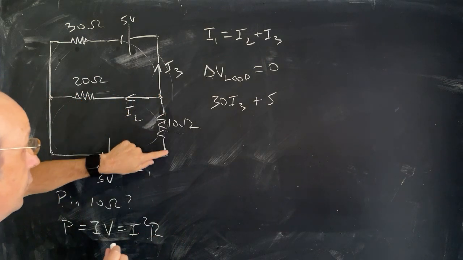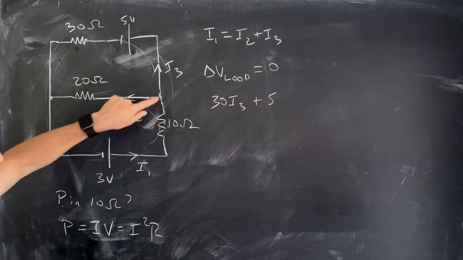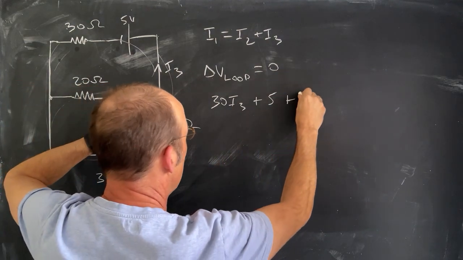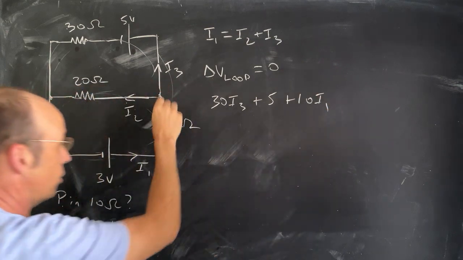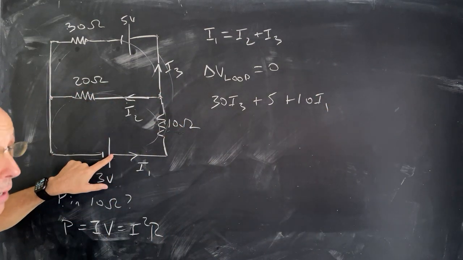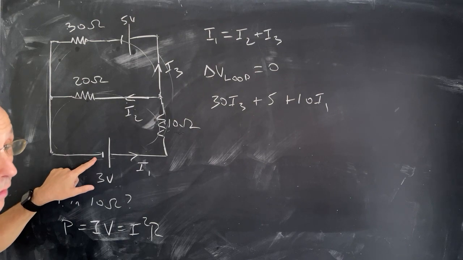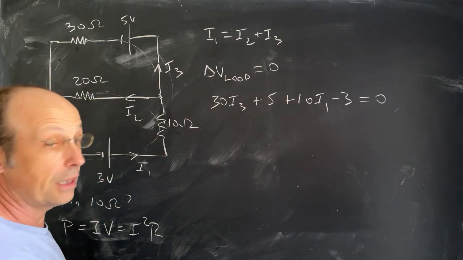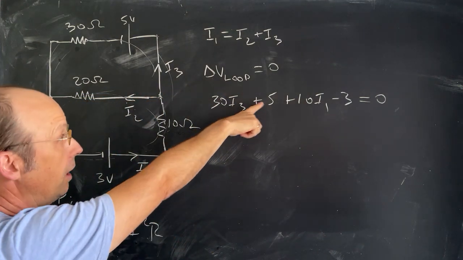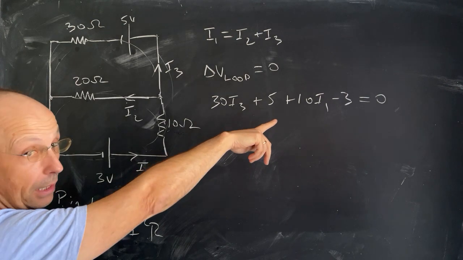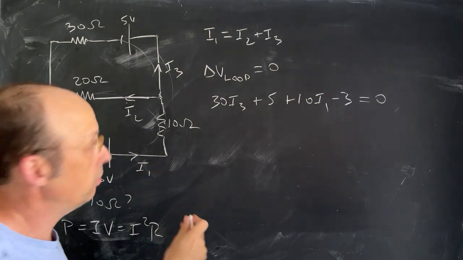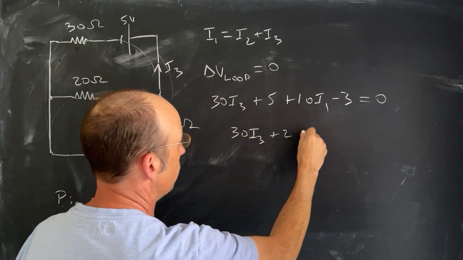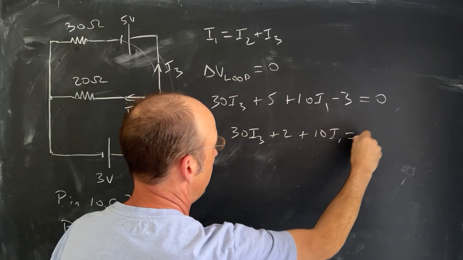Now I'm going across this resistor. I'm going in the opposite direction again as the current, so I'm going to get a positive change in potential. It's going to be plus 10 I1 because the current's I1. And then finally I'm going from the positive side to the negative side of this 3 volt battery. So that's going to be negative 3 volts, and that's equal to 0. Let's just combine the 2 voltages together. I have 5 and negative 3, you can get your calculator, but it's 2. So I have 30 I3 plus 2 plus 10 I1 equals 0.